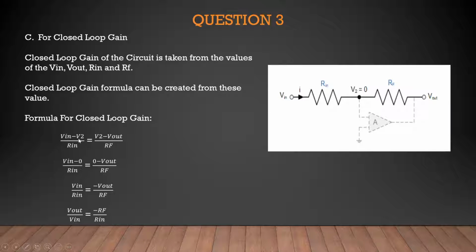As you can see, we just take the values of Vin minus V2 over Rin, which is IRin, and V2 minus Vout over Rf, which is IRf. We just put back the value of V2, so we get Vin over Rin and negative Vout over Rf. We just switch the places of the parameters, and we get the formula for the closed loop gain, which is Vout over Vin equal to negative Rf over Rin.